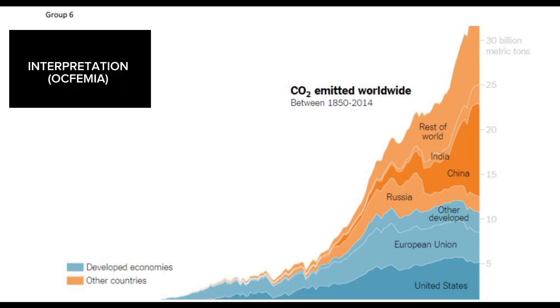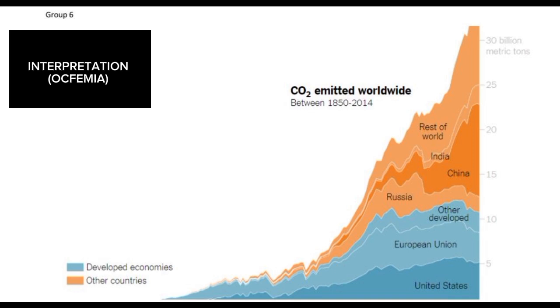Our interpretation of the graph showing global carbon dioxide, or CO2, emissions from 1850 to 2014, measured in billion metric tons. The graph is a stacked area graph, which allows us to see both the total amount of CO2 emissions worldwide and the contributions of different regions over time. The horizontal axis represents the years from 1850 to 2014, while the vertical axis shows the amount of CO2 emitted.